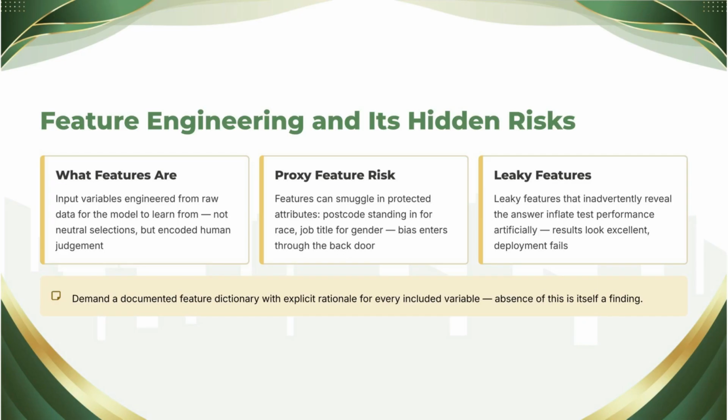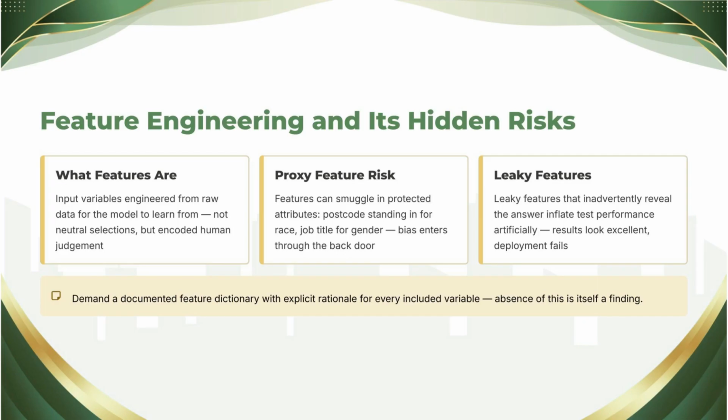Now, where's the risk? First, proxy variables. Suppose a model isn't allowed to use religion or caste, so those columns are removed. Fine. But PIN code remains. And in many cities, PIN code correlates strongly with community. The model learns the forbidden pattern anyway through the back door. The famous Amazon recruiting tool did exactly this. It learned that words on resumes associated with women predicted rejection because history had. Nobody programmed discrimination. The features carried it in.